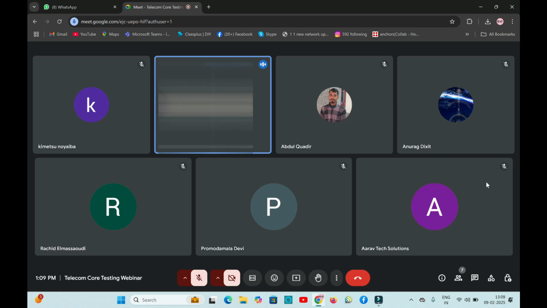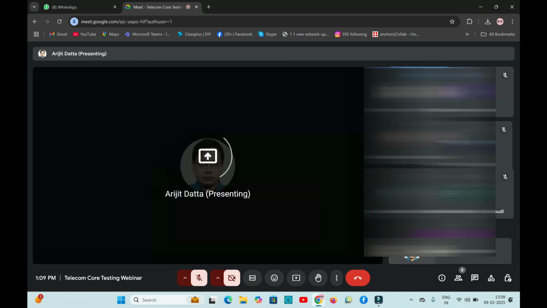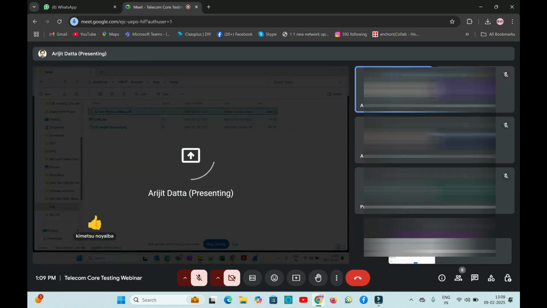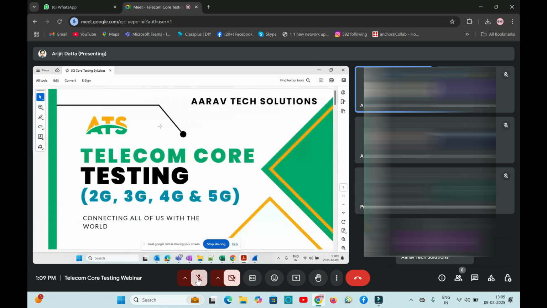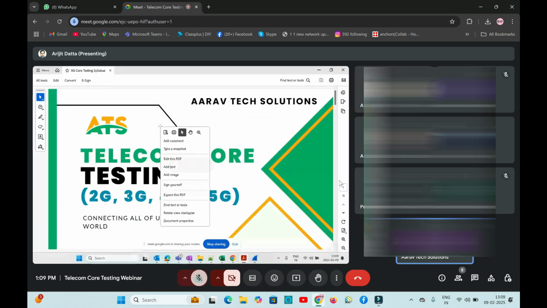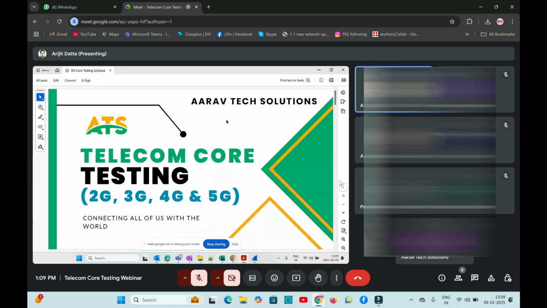I'm just going to share my screen and let me know if you can see my screen. Okay, yeah. So can you now see my screen? Hello, yep, visible, screen is visible. That is great. So now I'm going to start.